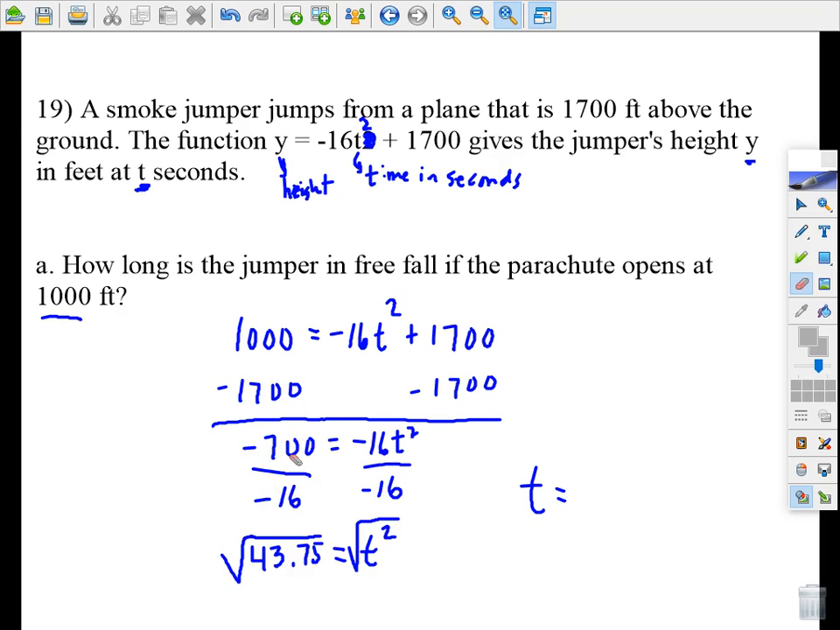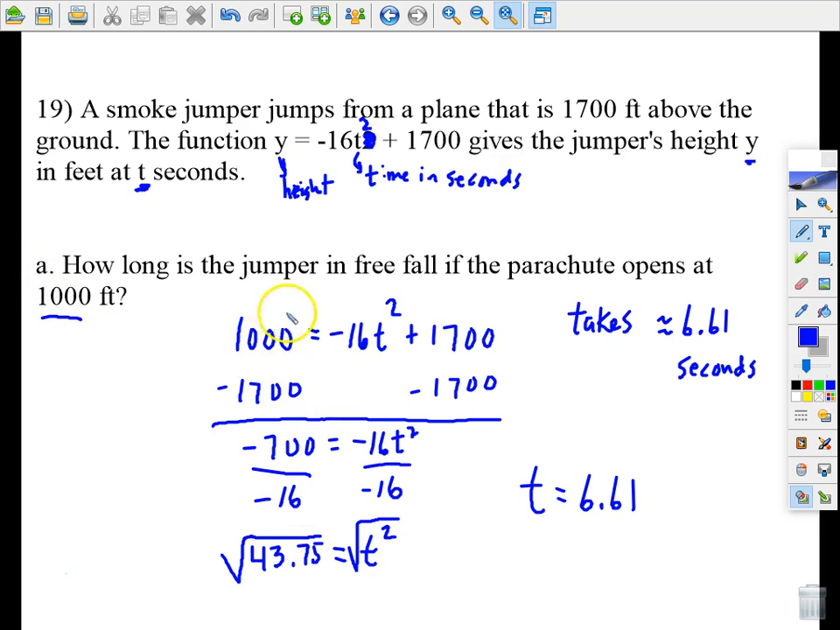Let's get our calculator, and we'll do the square root of 43.75, and that is 6.61437, and we're going to round this. So we're going to say t is 6.61. Basically, it takes about, and I'll use this little expression for approximately, 6.61 seconds. You can follow that same procedure when you do letter B on your own.